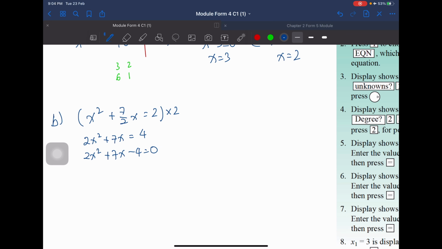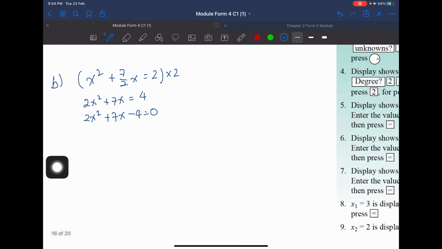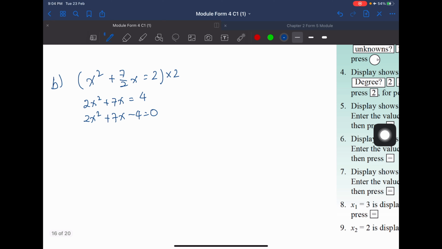Okay, so sampai sini cuba simplify dulu. Boleh simplify tak? Can we simplify this equation? No. So this is the simplest form. Kalau dah simplest form, we can factorize. Okay, factorize. We have 2x square minus 4 plus 7x.